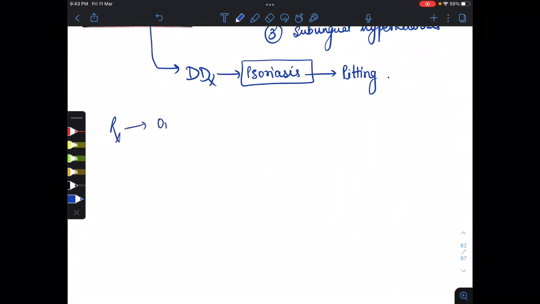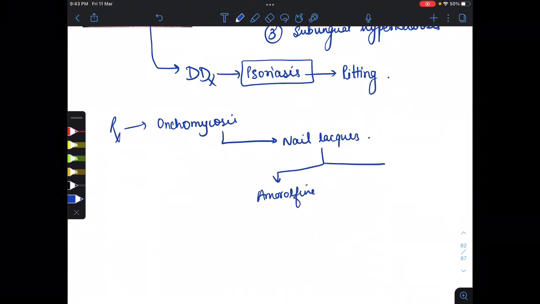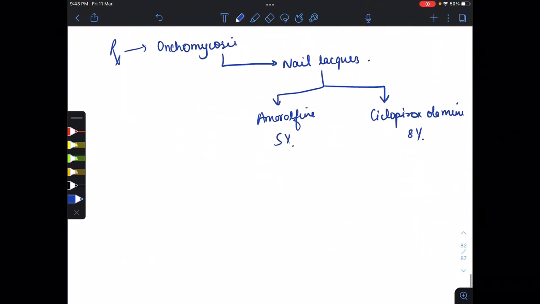So for the treatment of onychomycosis, we can give the nail lacquers like amorolfine and the other one, that is ciclopirox olamine, which is 8%, and amorolfine is 5%.